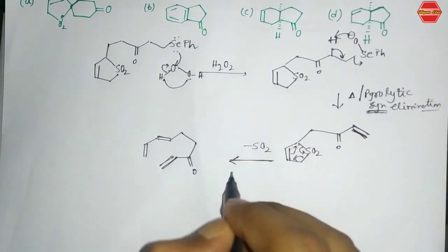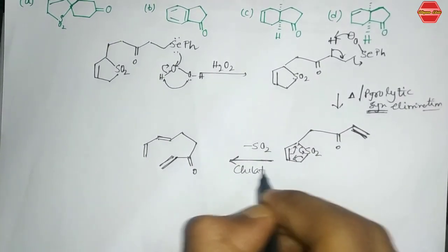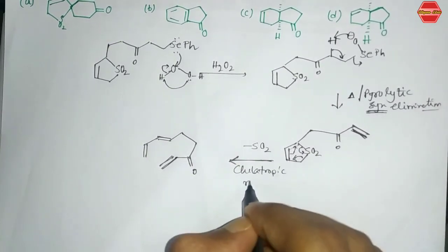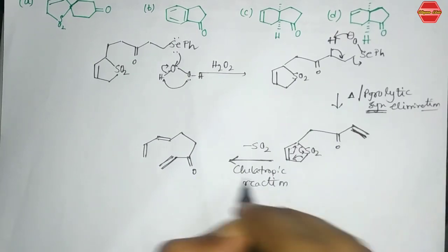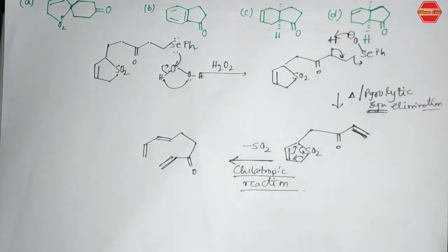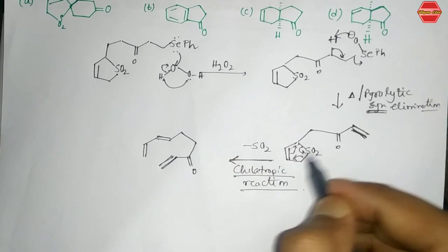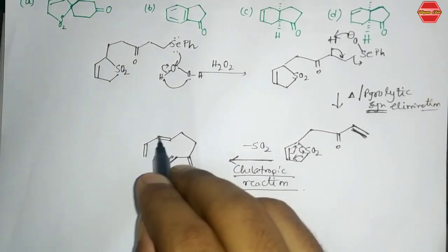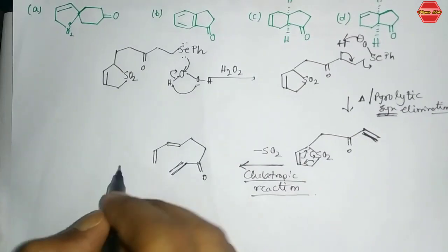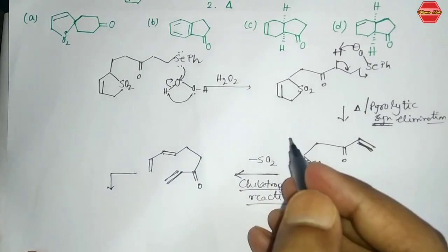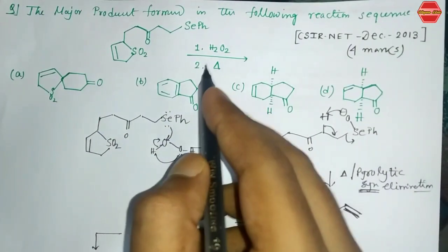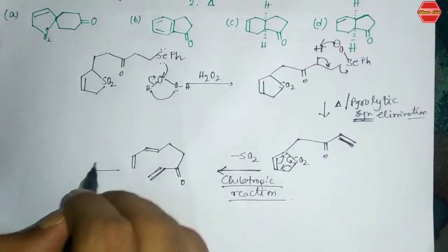Okay, so this is our cheletropic reaction. This is how the SO2 will extrude from the system, and you get this 4 pi electron, and this here is a 2 pi electron. Now see, what will be the possibility of this reaction? That is, you have the reaction medium, and heat is present in the reaction medium.